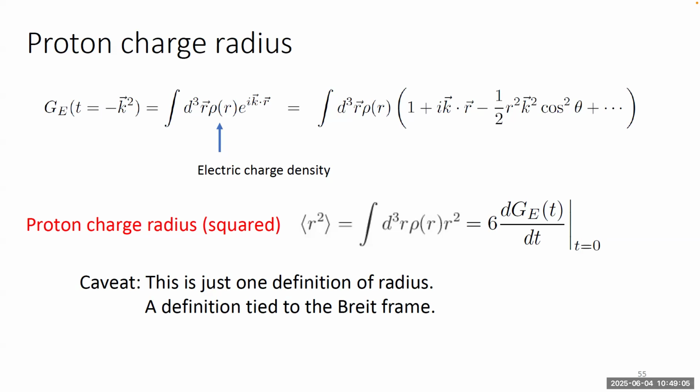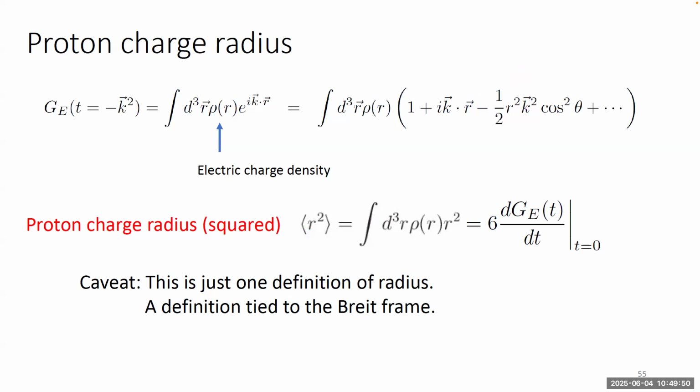Now, you are interested in the small momentum region. So let's say this k is very small, then I can expand this exponential in power series like this one. And then this one term just gives a constant, and the second term vanishes because of the rotational symmetry. And the last term, the third term, there is this r squared times k squared. The k squared is just t. So if I take the derivative of G with respect to t, then I pick up this third term, and that's this r squared times rho, and that defines the radius of the proton.